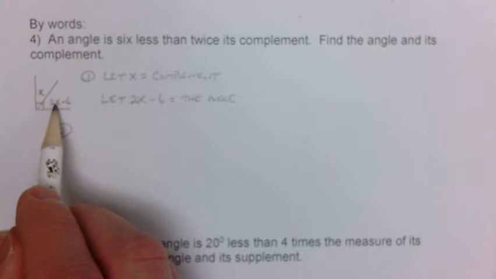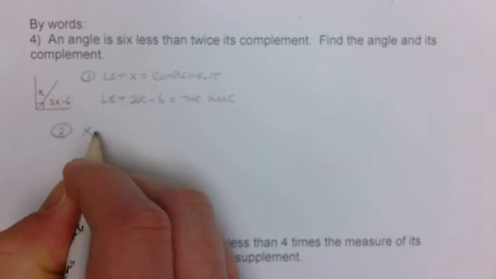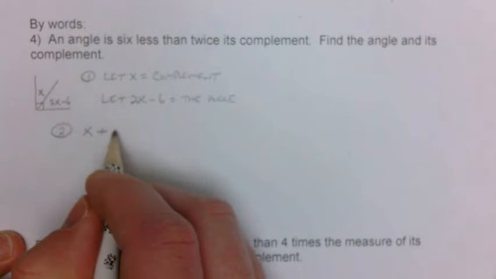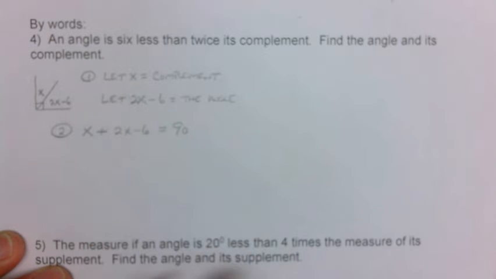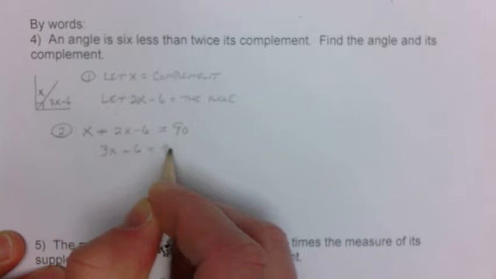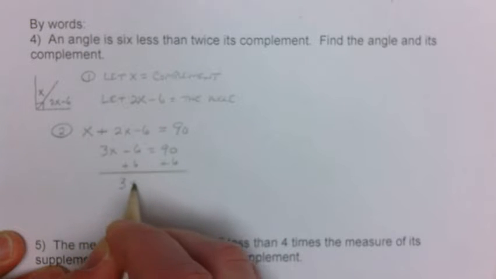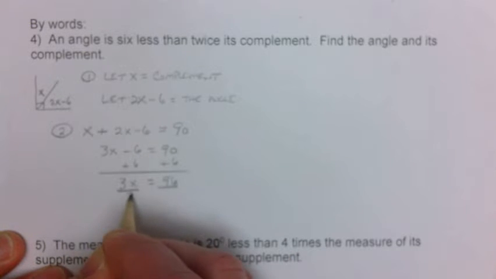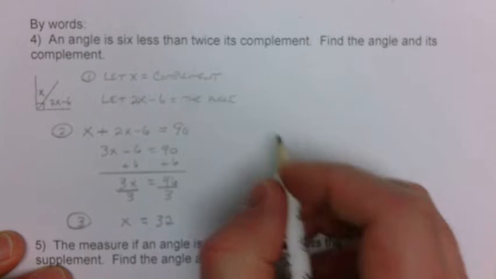Now I'm ready for the second step, which is to create my equation. Together, these two angles form a 90-degree right angle. So I'm going to take the first angle, x, and add to that the second angle, 2x minus 6. Those two angles together have to add up to 90 degrees because they are complementary. Combining like terms, x and 2x makes 3x. So we have 3x minus 6 equals 90. Now we'll add 6 on each side. 3x is equal to 96. Now we'll divide each side by 3 to give us x equals 32. And that's step number 3, the solved equation.